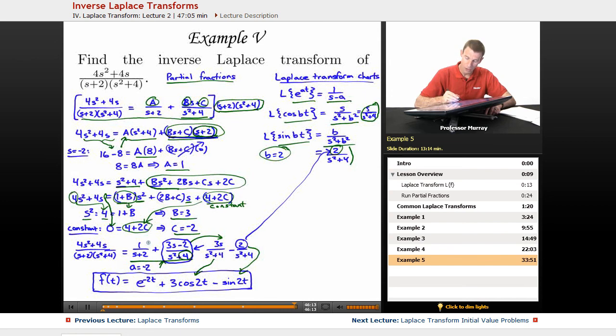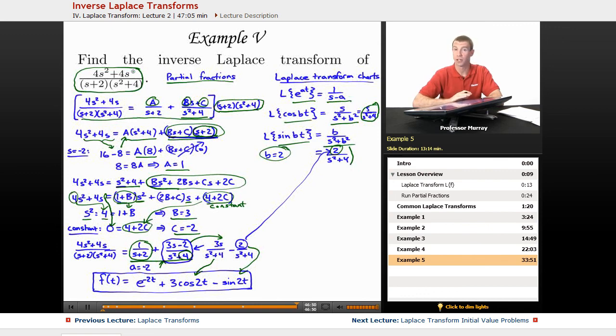Meanwhile, this 1 over s plus 2, I had a equals negative 2 here, so that just turns into e to the negative 2t. So I put all those parts together, and I get the original function of t, for which, if you took the Laplace transform, you would have gotten this function of s that we started out with. So what I really found here was the inverse Laplace transform of that function of s, and my answer is a function of t. So that's the end of this set of lectures on Laplace transforms and inverse Laplace transforms.